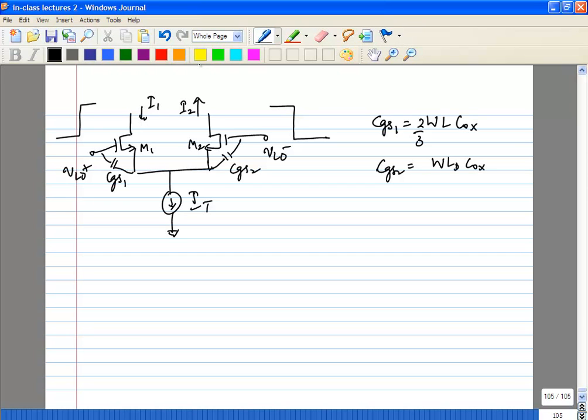Is that clear? So what's going to happen? Because you have a capacitance and you have a voltage transient, you're going to have a current through the capacitance. So let's look at what the current looks like. We're going to call that IP1 and this IP2. What do you already know? You know that CGS1 is not CGS2, which means IP1 is definitely not equal to IP2.